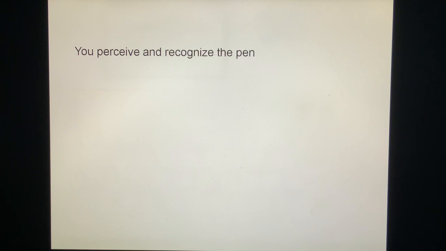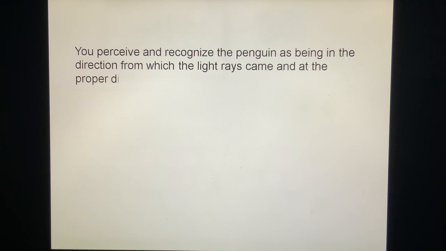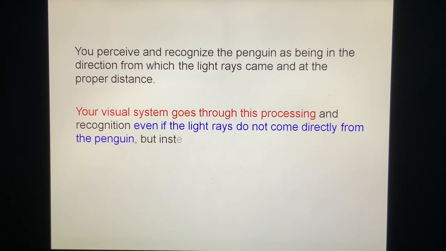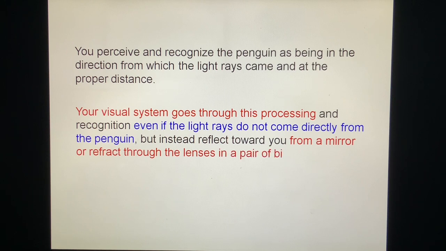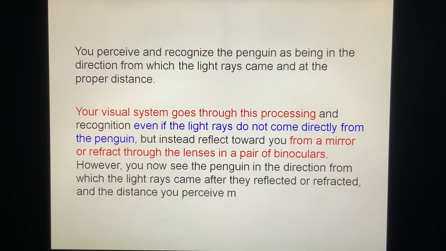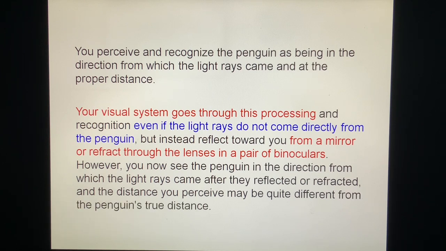You perceive and recognize the penguin as being in the direction from which the light rays came and at the proper distance. Your visual system goes through this processing and recognizing even if the light rays do not come directly from a penguin, but instead reflect towards you from a mirror or refract through the lenses in a pair of binoculars. However, you now see the penguin in the direction from which the light rays came after they reflected or refracted, and the distance you perceive may be quite different from the penguin's true distance.